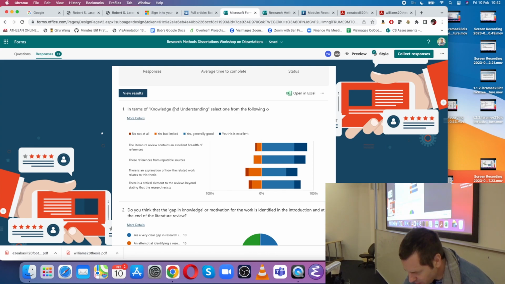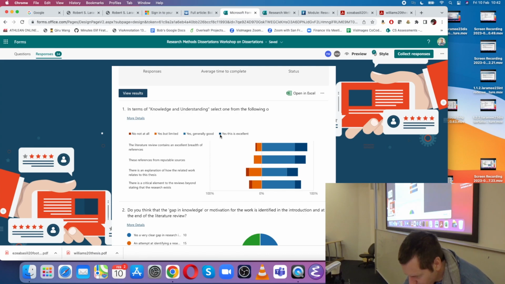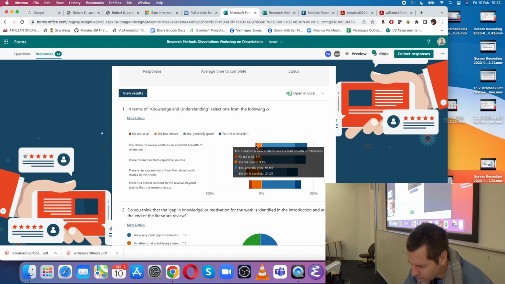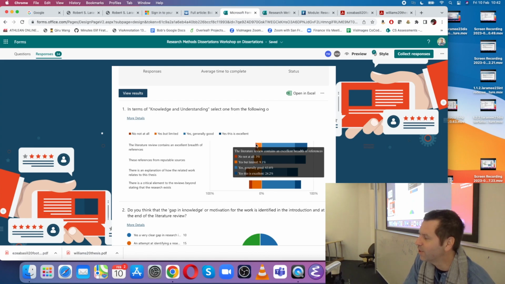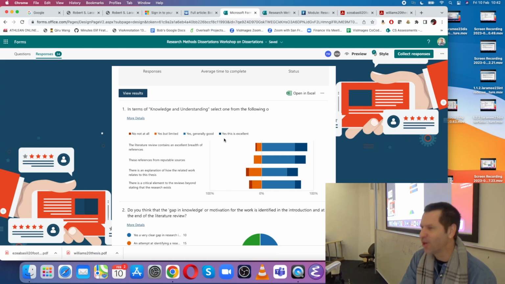In terms of knowledge and understanding, select one of the following. I would have given both of them yes, generally good, yes, this is excellent. So most of you scored this the same way I would. I wouldn't want to have these people as my supervisor. I think no, not at all is probably not an appropriate score. So for anybody that answered no, not at all, I'd like to see your dissertation.